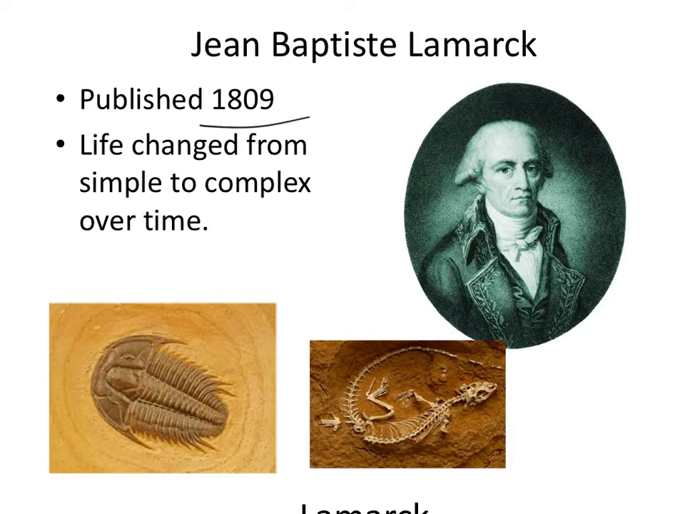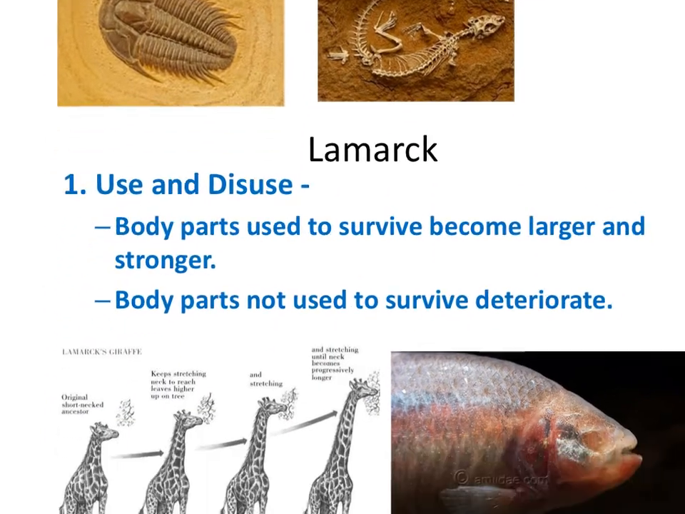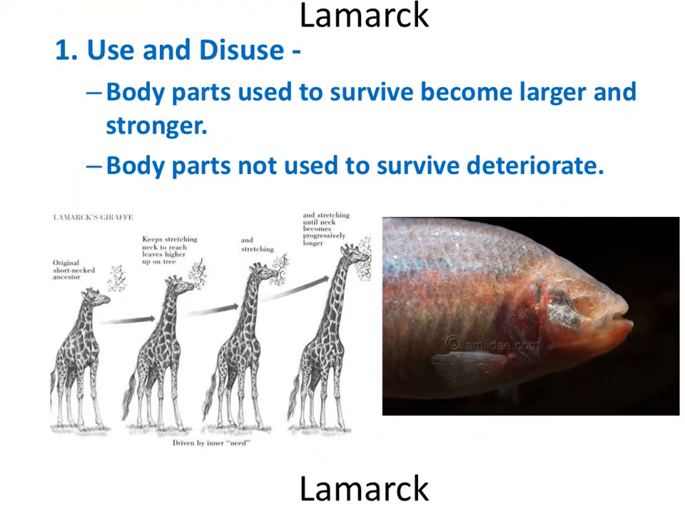So at this point, 1809, he did see that life changes from simple to complex over time. That's an idea that we still know is true today. We look in the fossil record, we see organisms that don't quite look exactly the same as they do today. He came up with two main ideas. One of them is use and disuse. This idea has now been proven to be not true. But it kind of acts as a good way to clear up any misconceptions or any confusion you might have.